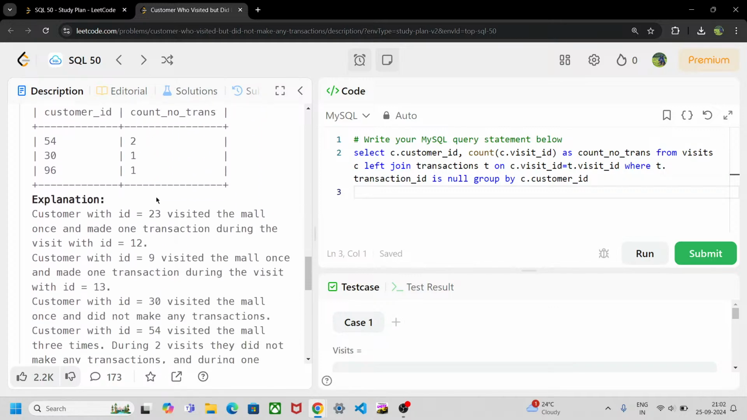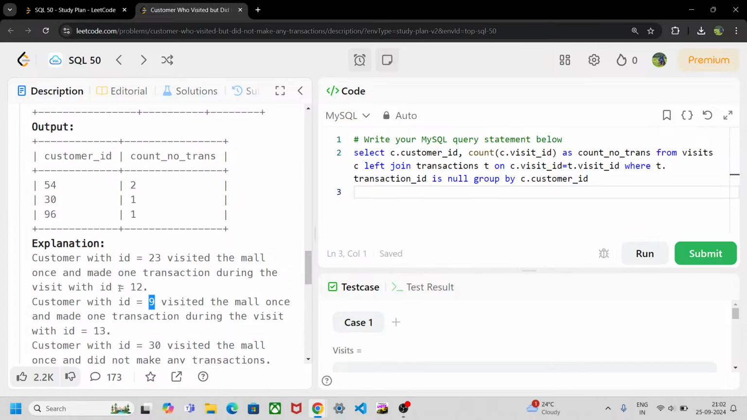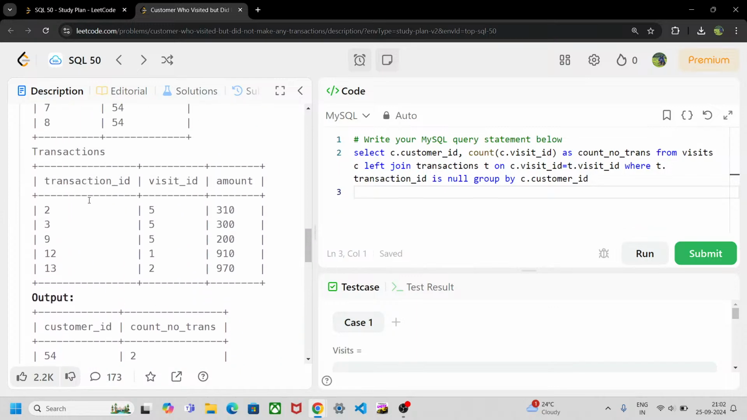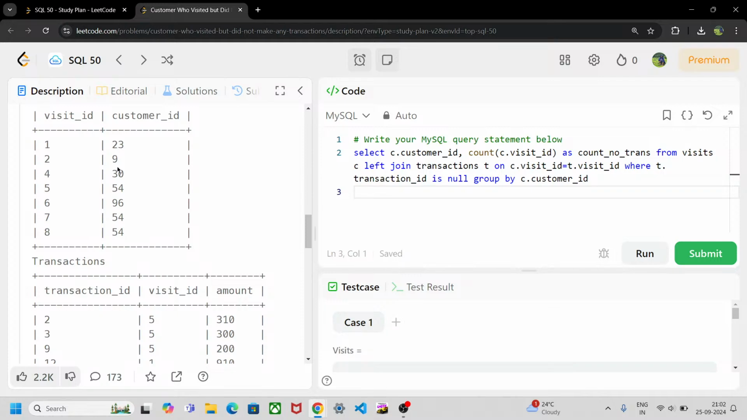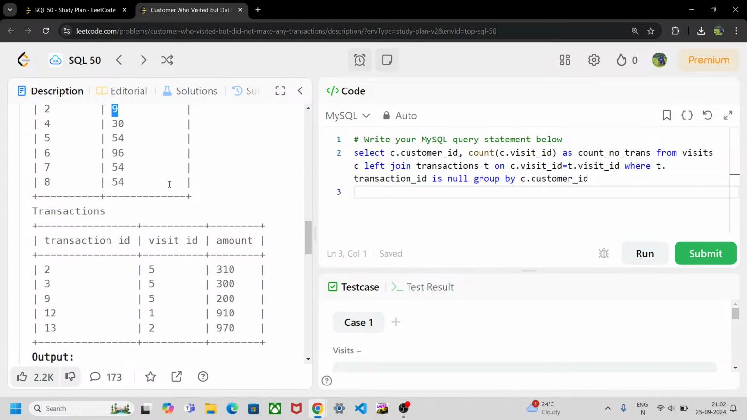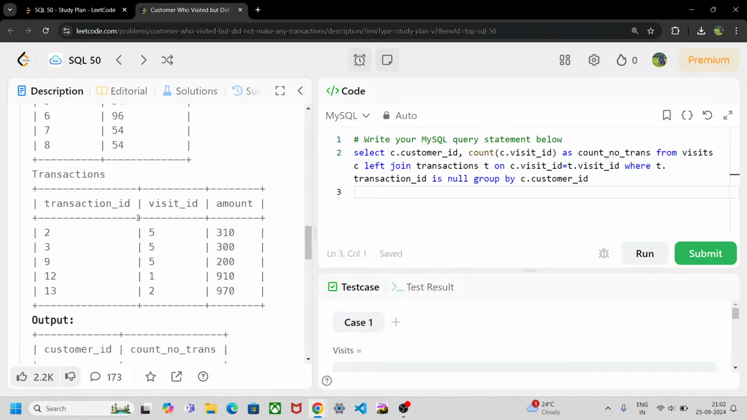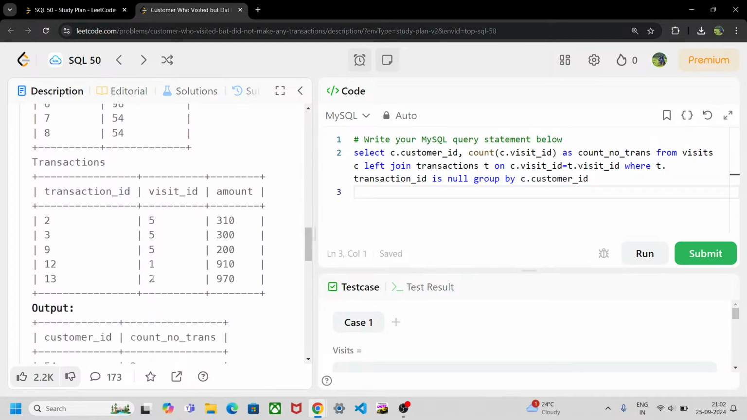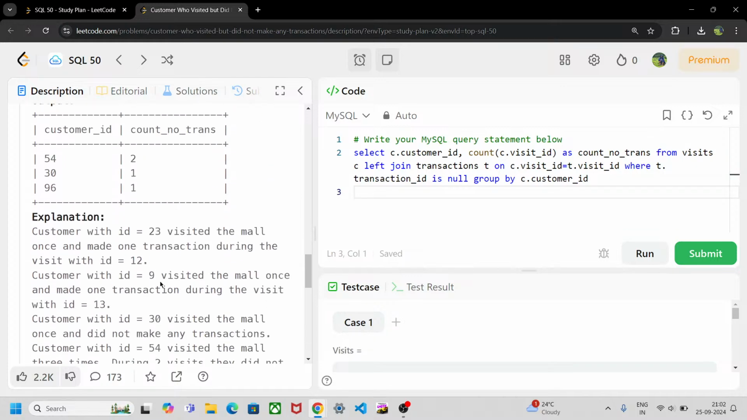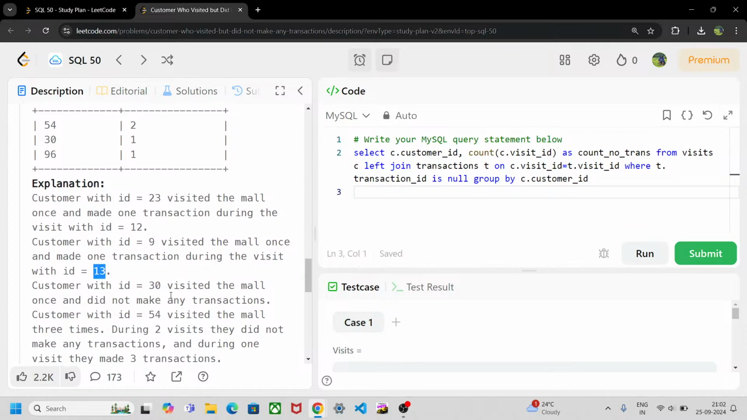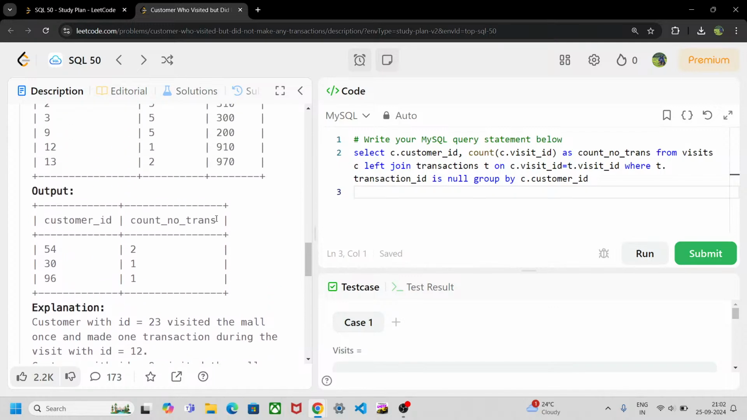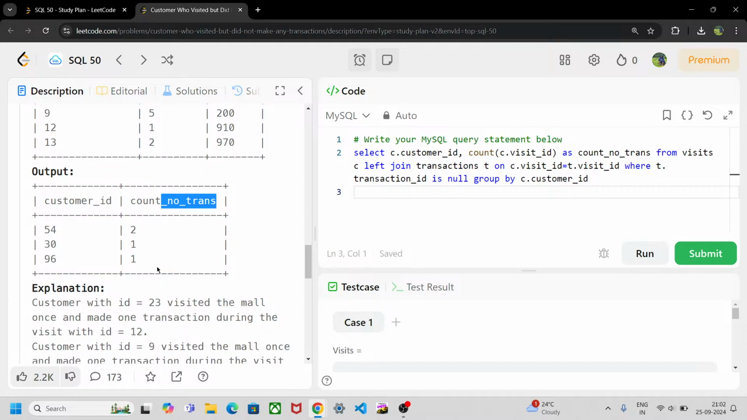And customer ID 9 visited the mall once and made one transaction during the visit with ID 13. So customer ID is 9 and what is the visit ID? It is 2. So we need to look for visit ID 2 here and the transaction ID is 13. So that is what they are saying. Okay, so once we get the count of number of transactions, we can specify the output.